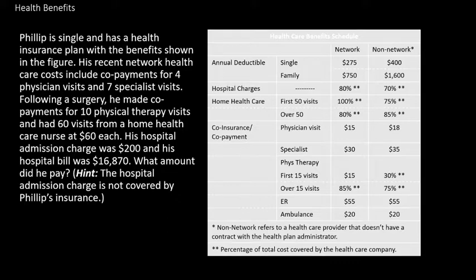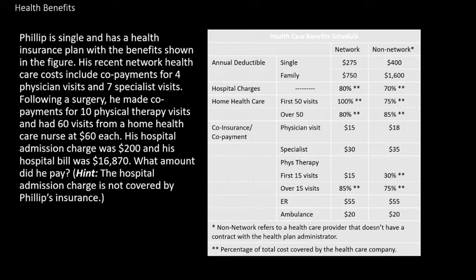Philip is single and has a health insurance plan with the benefits shown in the figure. You can see the table on the right. His recent network healthcare costs include copayments for 4 physician visits and 7 specialist visits. Following a surgery, he made copayments for 10 physical therapy visits and had 60 visits from a home healthcare nurse at $60 each. His hospital admission charge was $200 and his hospital bill was $16,870. What amount did he pay? Hint, the hospital admission charge is not covered by Philip's insurance.